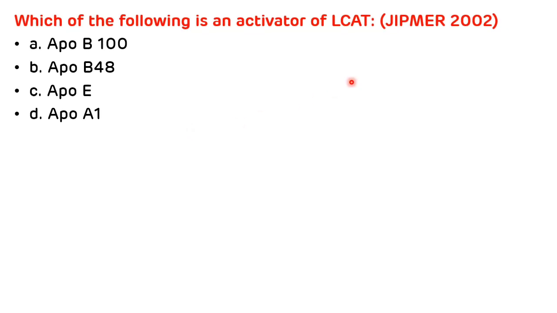The second question was asked in JIPMER 2002. Which of the following is an activator of lecithin cholesterol acyltransferase? And the options are apoprotein B100, apoprotein B48, apoprotein E, and apoprotein A1. As we have already seen, lecithin cholesterol acyltransferase is activated by apoprotein A1, which is the component of high density lipoprotein. So the correct answer is D.